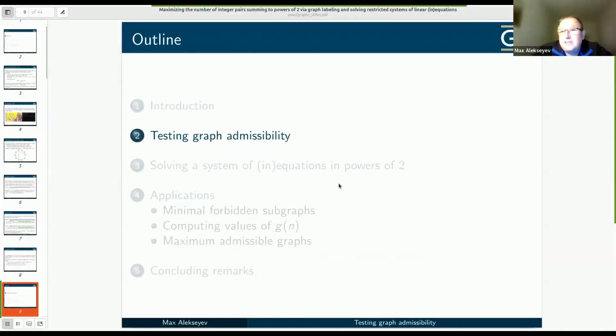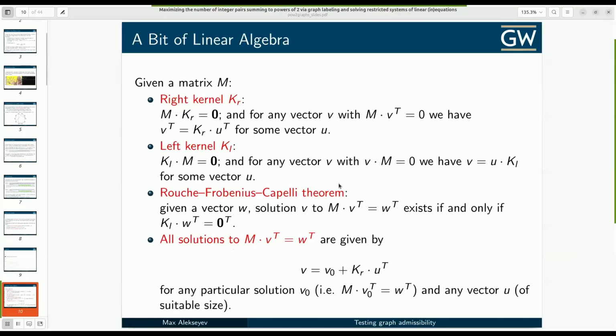So let us start with how we would test for admissibility. I need to recall a bit of linear algebra. Suppose we have a matrix M, then we have the associated notion of right kernel. What is the right kernel? I will think of it as a matrix, which I denote K sub R, such that if we multiply matrix M by this matrix from the right, we will get a zero matrix.